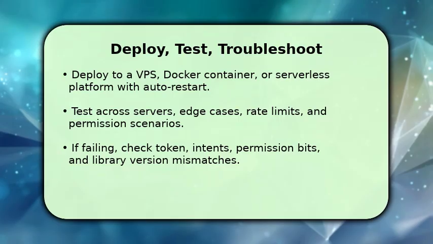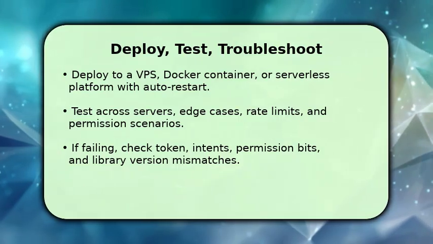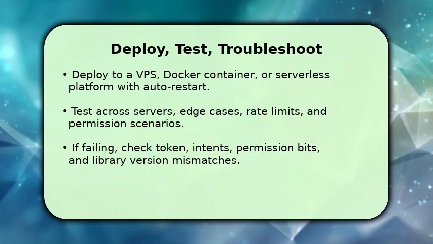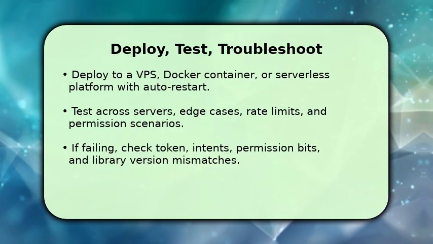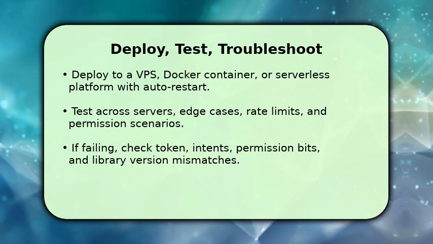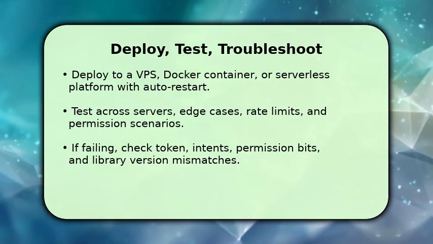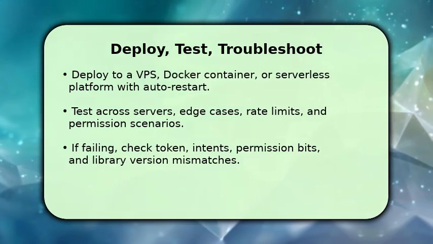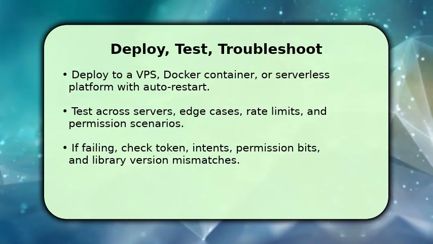You finish by deploying the bot where it will run continuously and handle restarts. Use Docker or a process manager so crashes auto-restart, and monitor logs for errors. Then, test behavior in real channels, verify rate limit handling, and confirm the bot has required permissions in each guild.